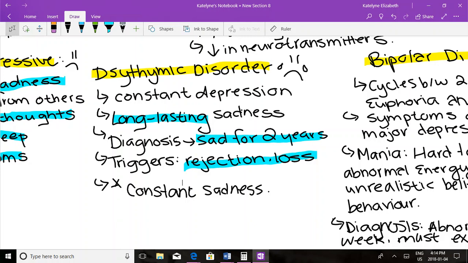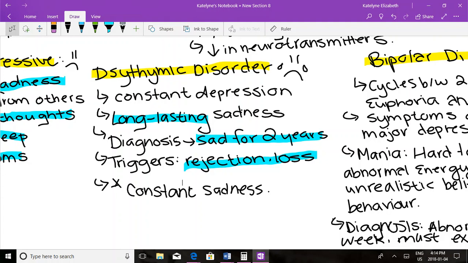So that's dysthymic disorder. There's no really easy way to remember this for a midterm. It's just something you need to memorize. The name doesn't really give anything away. So unfortunately, yes, you will have to memorize this.